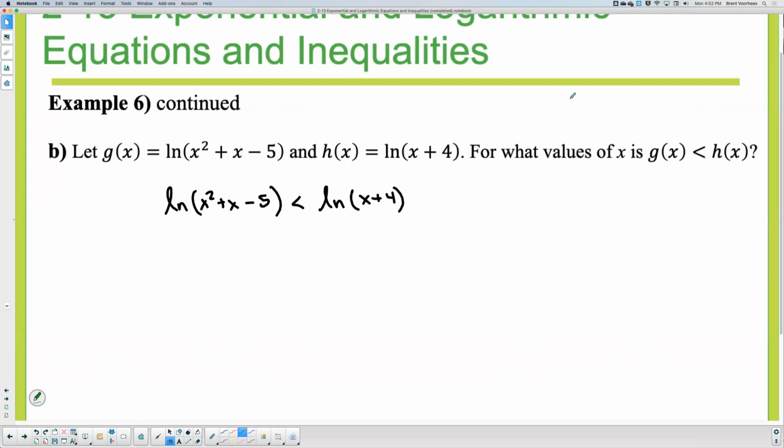Here's what I know right now as far as my answers go. According to this natural log, x has got to be larger than -4. Let's say this is 0, -1, -2, -3. Here's -4. We must be on this side of -4. And we want to know where g of x is less than h of x. We could try to do a little x method here.